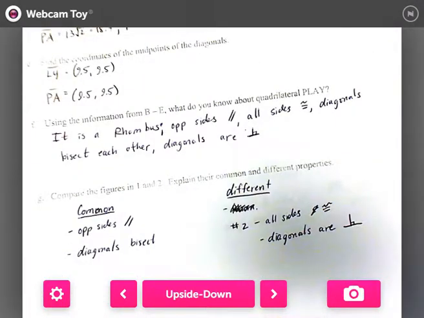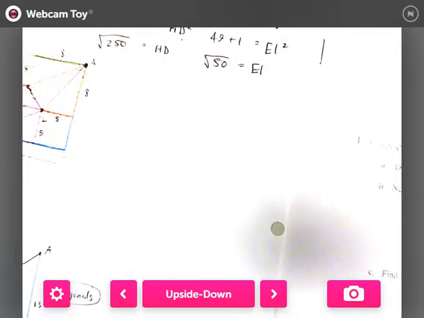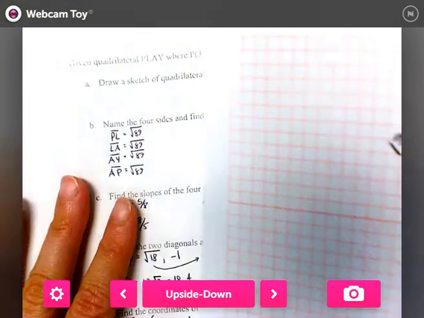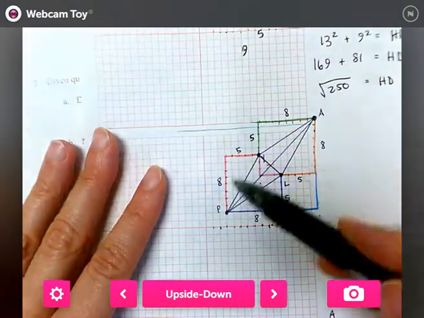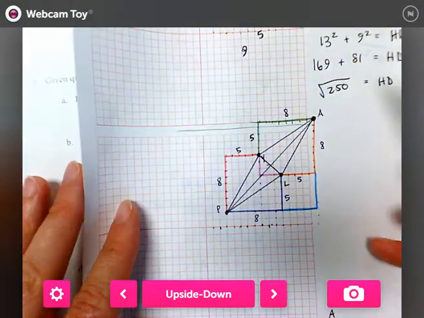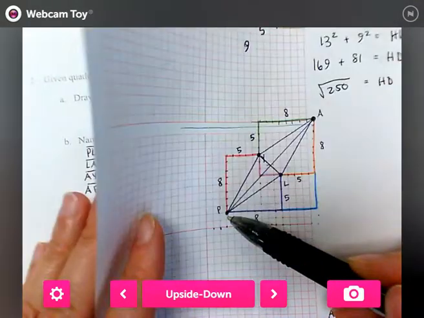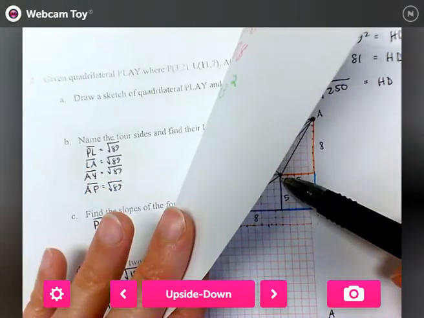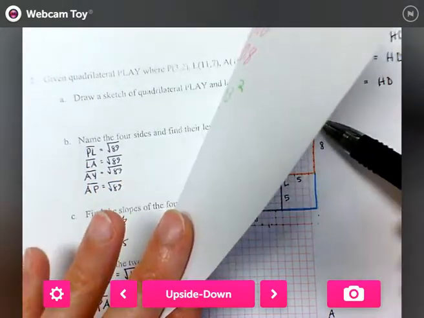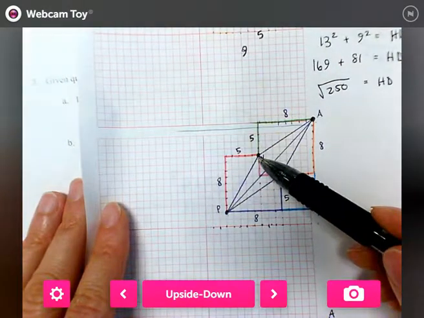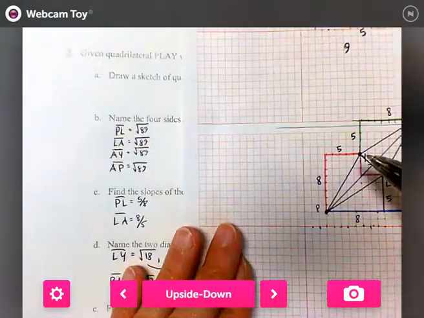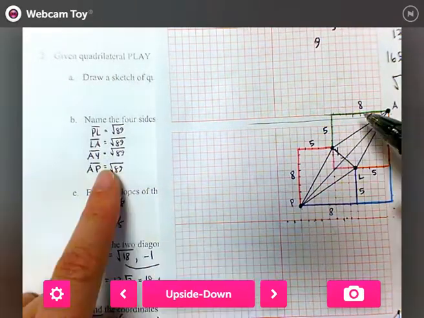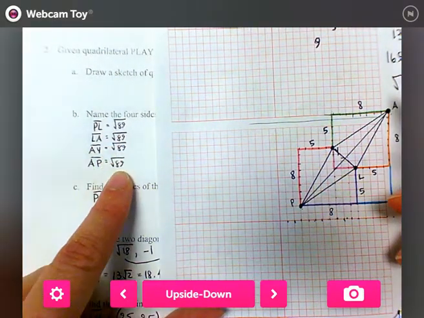And look, guys, I had Mr. B draw this one so you can see it better. If we look right here, we're drawing PLAY. P is at 3, 2. L is at 11, 7. A is at 16, 15. And Y is at 8, 10. Using our beautiful graph right here, we found that the lengths of all the sides are the square root of 89.